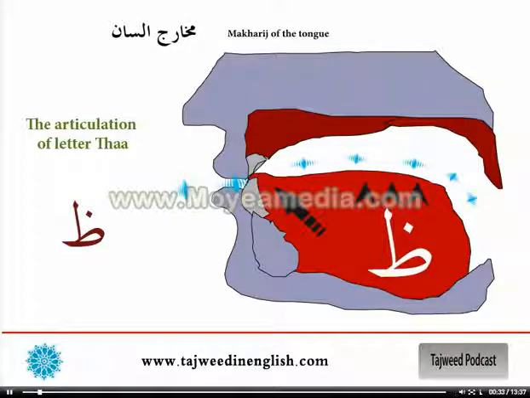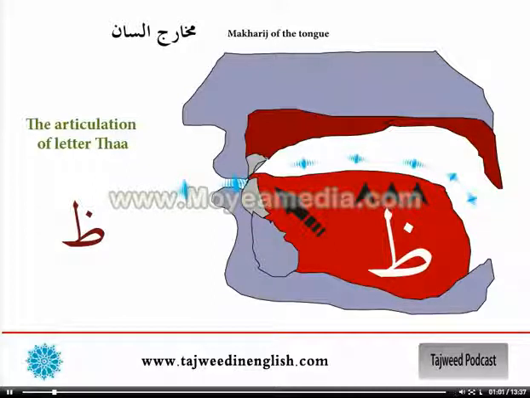And in this presentation, I would like to highlight the rules of the points of articulation of the following letters: Dha, Dhal, and Tha. They may look similar, but we are going to look into the details about the points of articulation of Dha, Dhal, and Tha. So, what is the makhraj of the letter Dha?